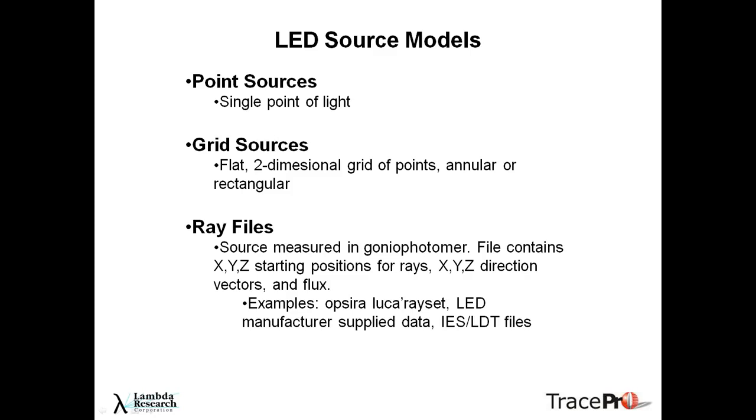Now a ray file is where the manufacturer or company will take their source, LED, lamp, really almost any light source, and measure it in a goniophotometer. What the goniophotometer does is it scans all around the source, saves that information, and they generate what's called a ray file. And the ray file contains the XYZ starting position for each ray, as well as the XYZ direction vector and the flux. And each line on a ray file represents a single ray.